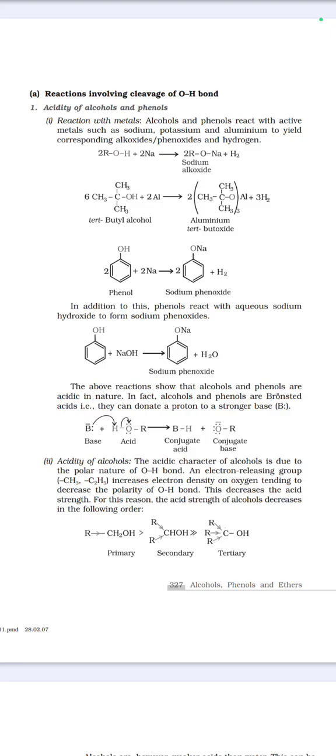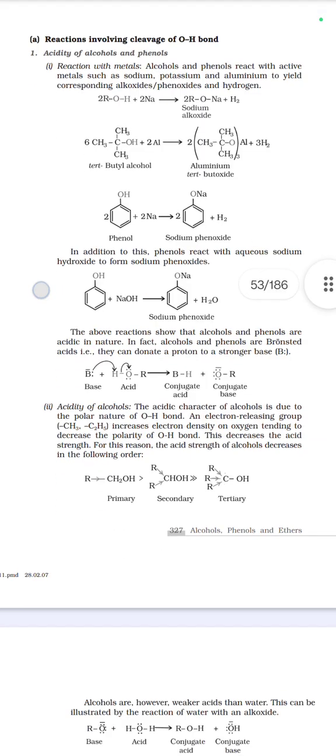2ROH plus 2Na gives 2RONa, sodium alkoxide, plus H2. Tertiary butyl alcohol plus aluminium gives aluminium tertiary butoxide. In addition to this, phenol plus Na gives sodium phenoxide. Phenol also reacts with aqueous sodium hydroxide to form sodium phenoxide. Phenol plus NaOH gives sodium phenoxide plus H2O.